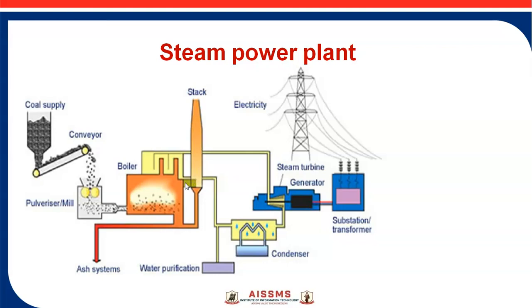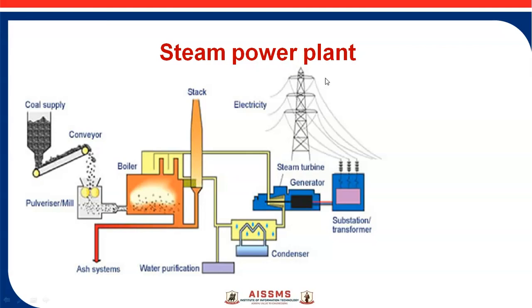And steam turbine and generator, this is the steam turbine and generator here. In the steam turbine, the high pressure superheated steam from the boiler expands in the turbine and produces mechanical work. This work is utilized to drive the generator, which converts the mechanical energy into electrical energy.